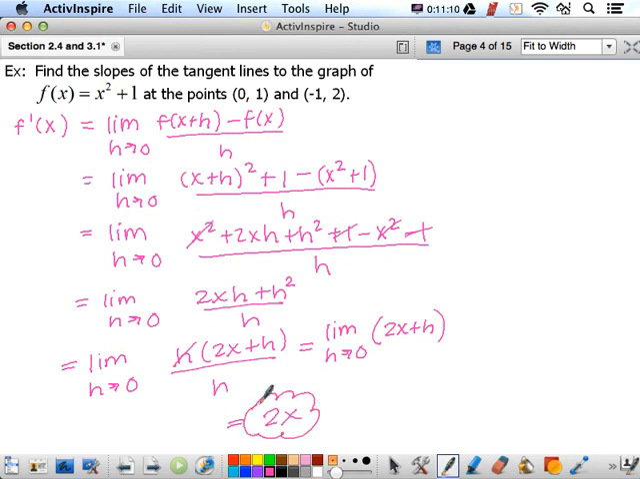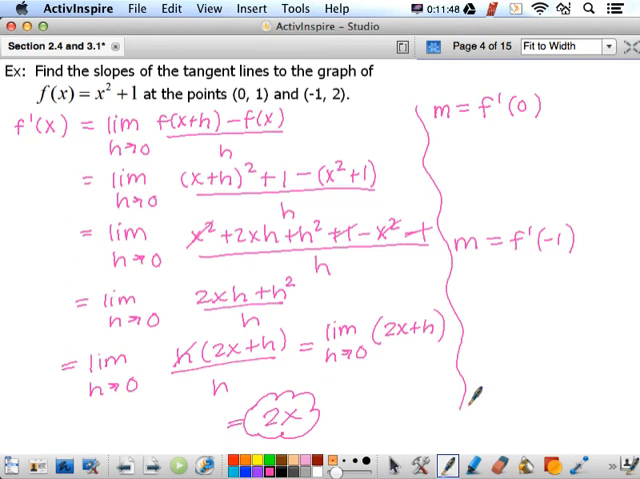So there's our derivative. That is the general derivative. We are not asked to stop there. Sometimes you are. You're just asked to find the derivative of the function. At this point, we are asked to continue and use that derivative to find the slope at the points 0, 1, and negative 1, 2. And all you do to find the slope is you substitute into the derivative. So we want to find f prime of 0, and we want to find f prime of negative 1. Unless you're writing the equation of the tangent line, you don't need the y values to go with it. You only need the x values right here.